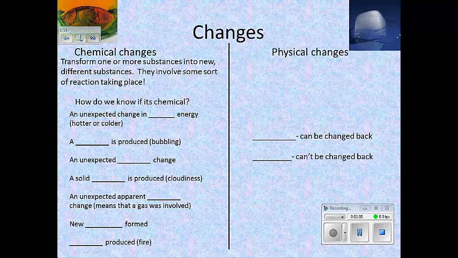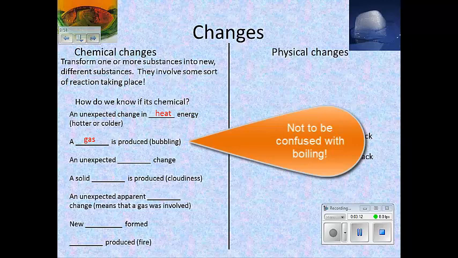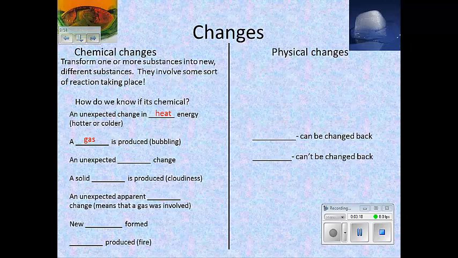So how do you know if it's a chemical change? Well, an unexpected change in heat energy. So if it becomes hotter, if it becomes colder, you know there's some kind of reaction taking place. It's an endothermic or exothermic reaction. If you get a gas being produced like you would if you mixed vinegar and baking soda, you see that gas being produced by bubbles, so you know a chemical reaction is taking place.